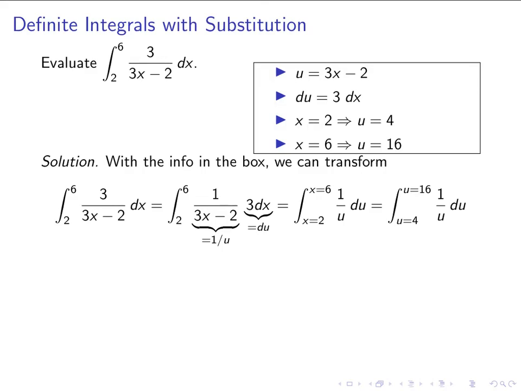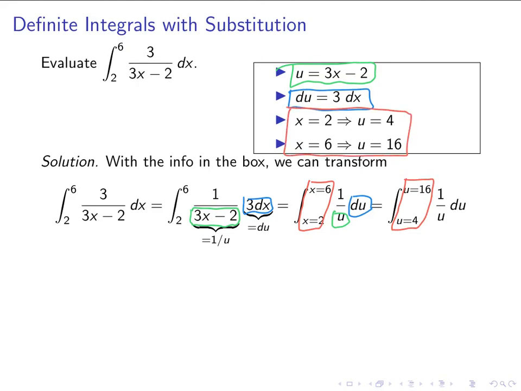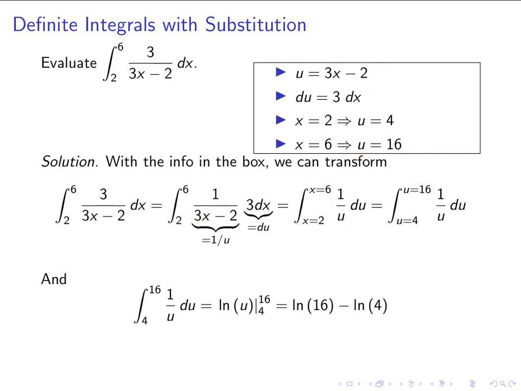So if I can just one more time do the mapping, the 3x minus 2 becomes the u because of this. The 3 dx becomes du because of this. And the x going from 2 to 6 becomes u going from 4 to 16 because of these. So now I am done. The antiderivative of 1 over u is the log of u. And so evaluating the log of u from 4 to 16 gives me log of 16 minus log of 4.